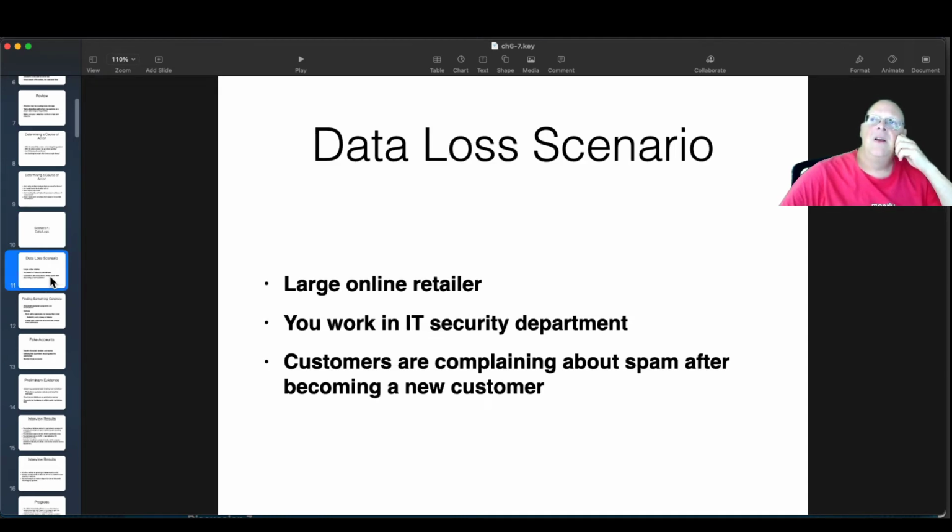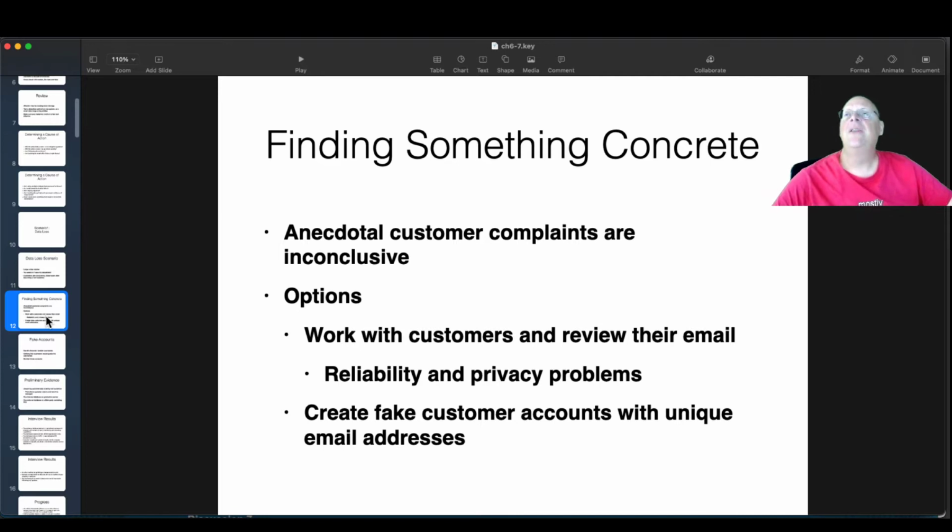So here's another scenario. You've got a large online retailer, and customers say that after they sign up and join your online shopping, now they're getting spam. That's just what customers say. In the old days, the first thing everyone would say is, oh, just ignore the customers, they're idiots or something, and that's an option. But here are things you might consider.